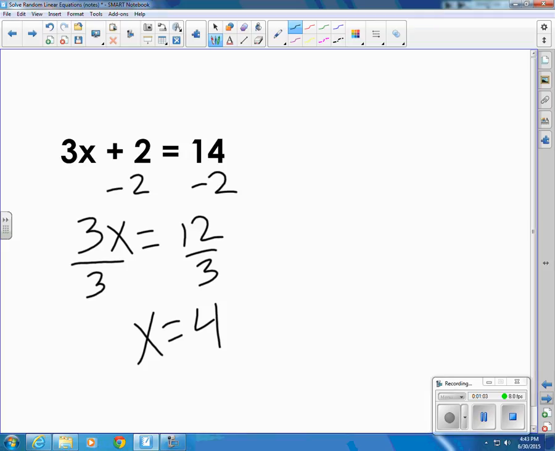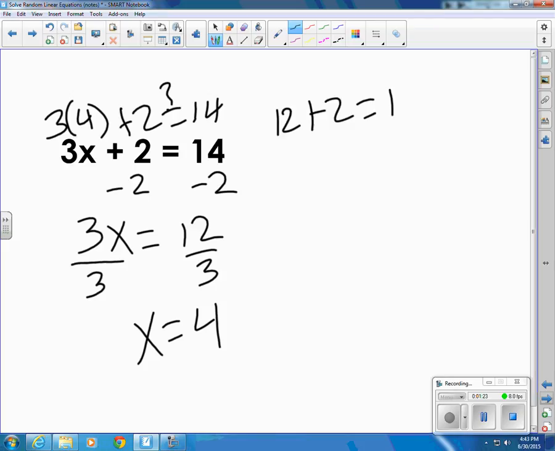Well, let's plug that answer back in and see if it works in the original equation. So I think x is a 4. Does that equal 14? So that would be a question at this point. 3 times 4 is 12, plus 2, yeah, that equals 14. So if you plug the solution back into the equation, you can check it and get 100%. You don't have to wait for the computer to tell you if you're right.